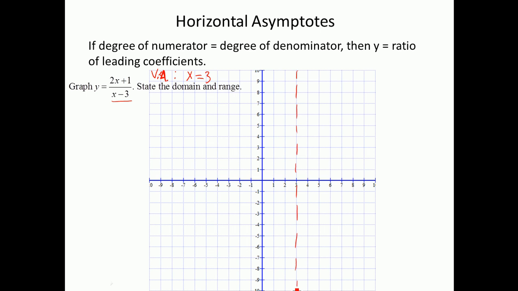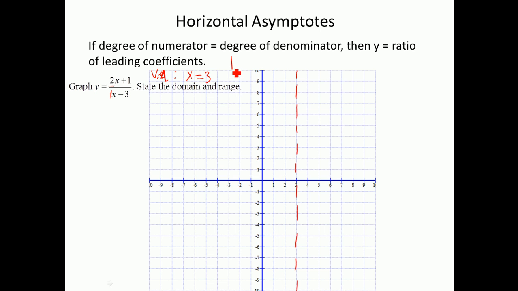Now, to find the horizontal asymptote, if the degree of the numerator is equal to the degree of the denominator, then our horizontal asymptote y is just going to be the ratio of the leading coefficients. So notice here in this function, the degree of the numerator is 1, the degree of the denominator is 1. So since the degrees are the same, it's going to be the ratio of the leading coefficients. Leading coefficient here is 2, leading coefficient here is 1. So that means that our horizontal asymptote is just going to be y equals 2.